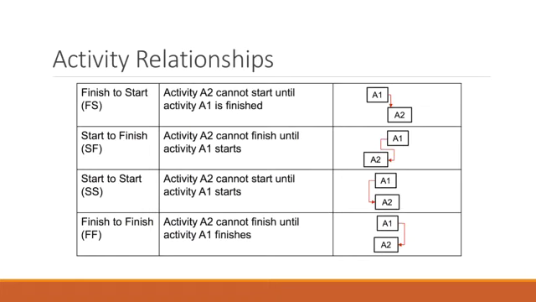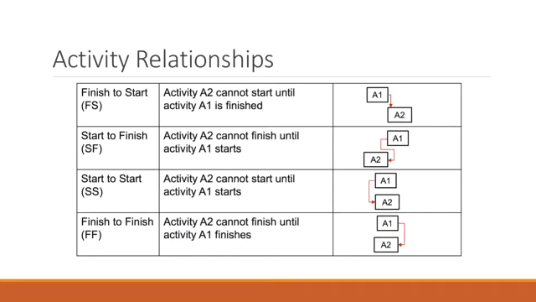Something that I want to cover first is the type of activity relationships that you might encounter when you are working with project time management, or trying to define the time management of your project. There are four types of activity relationships: finish to start, start to finish, start to start, and finish to finish. These relationships allude to the idea of what needs to happen first before something else happens.